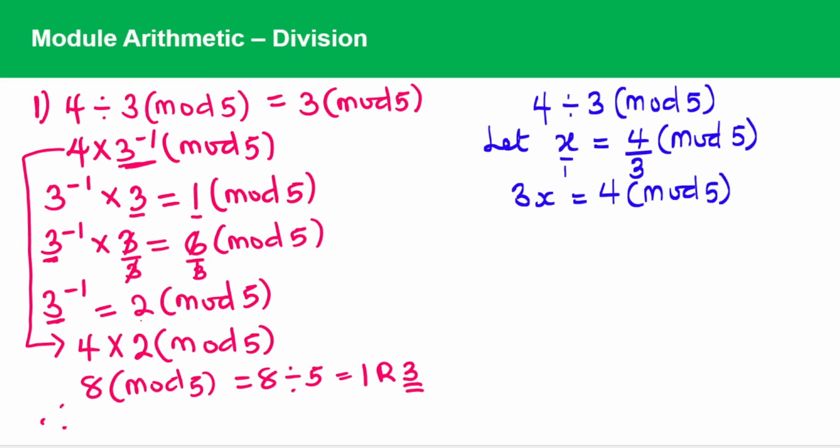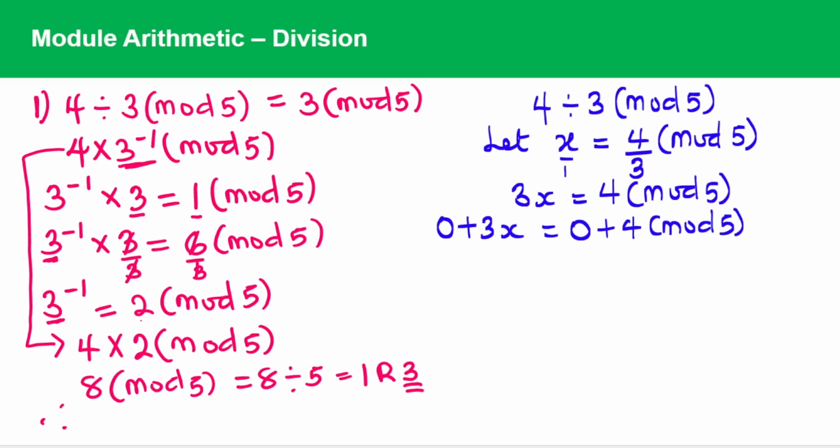Now from this expression, we're supposed to divide both sides by 3. However, there's a challenge here. 4 on my right is not divisible by 3. So what do I do? Not to worry, there's something we can do. Let's rewrite this expression in this form. 3x is the same thing as 0 plus 3x. 4 mod 5 is also the same thing as 0 plus 4 mod 5.